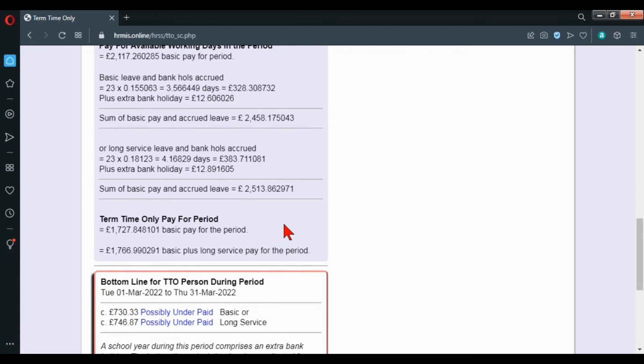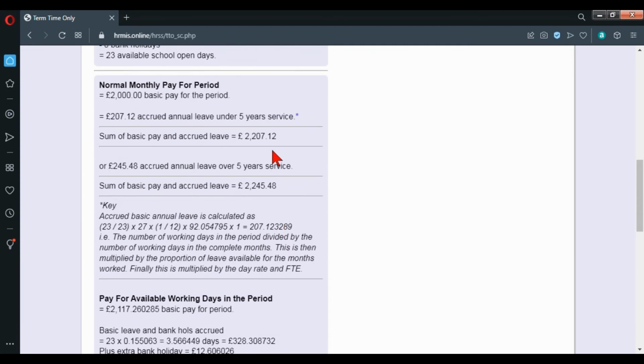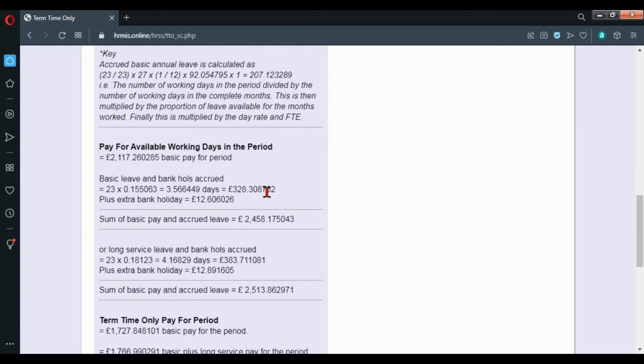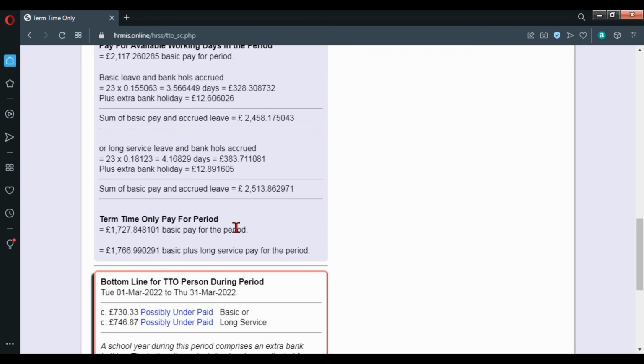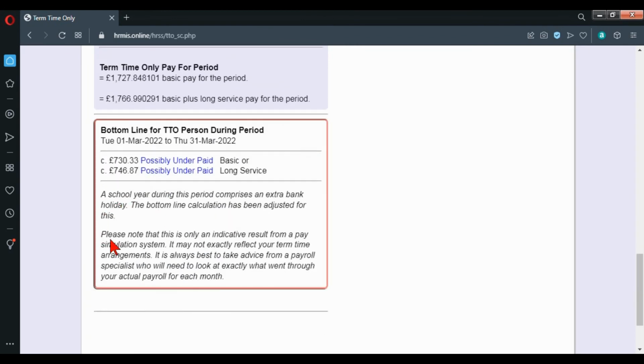In a circumstance such as this, it would not be appropriate to pay term time only, and it would be cost effective to pay a monthly salary rather than by the day. Please note again that this is purely indicative, and it is always best to use your own specialist to see what actually went through your own payroll if you feel that there may have been an overpayment or an underpayment.